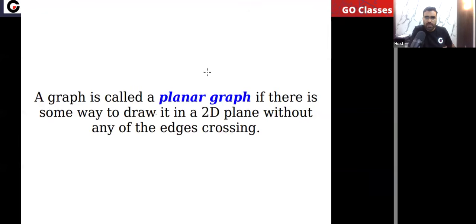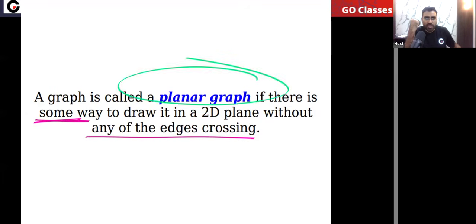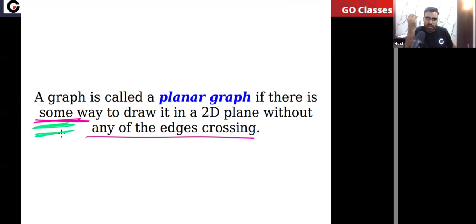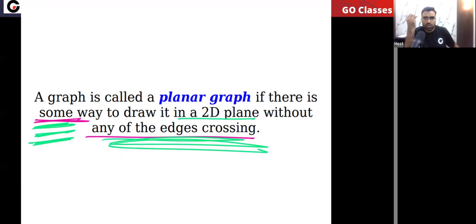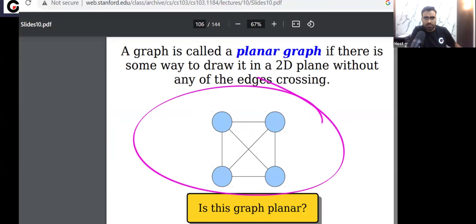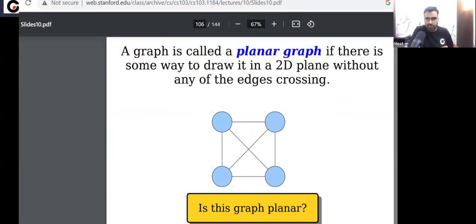Very simple point. Now let's see the definition of planar graph. A graph is planar graph if there is some way to draw the graph without edge crossing. Please read this statement. What is the definition of planar graph? A graph is planar if there is some way, if this graph you can draw on the 2D plane, if there is some way without edge crossing you can draw. This is the definition of planar graph. For example, look at this graph and tell me, is this planar graph? Yes, this is planar graph.